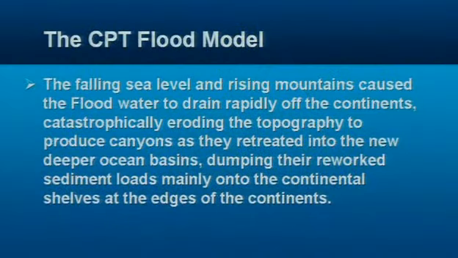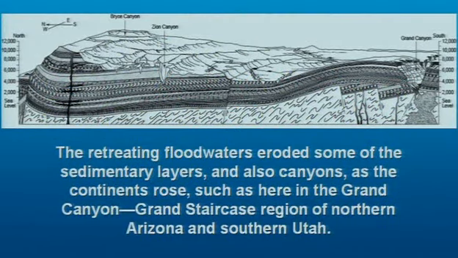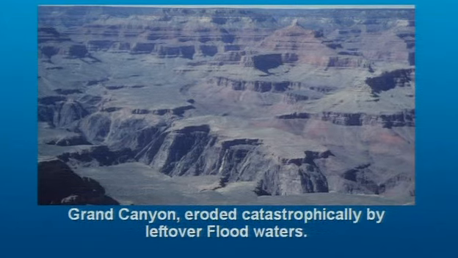The falling sea level and rising mountains caused the floodwaters to drain off the continents catastrophically. And when they drained off catastrophically, what would they do? They would catastrophically erode to produce new canyons, taking sediment out to the oceans, depositing on the continental shelves where we find it at the edge of the continents today. So, for example, the Grand Canyon and the area to the north in southern Utah, Zion National Park, Zion Canyon, Bryce Canyon, were all carved as a result of the receding floodwaters. And that's why we've got the Grand Canyon today.